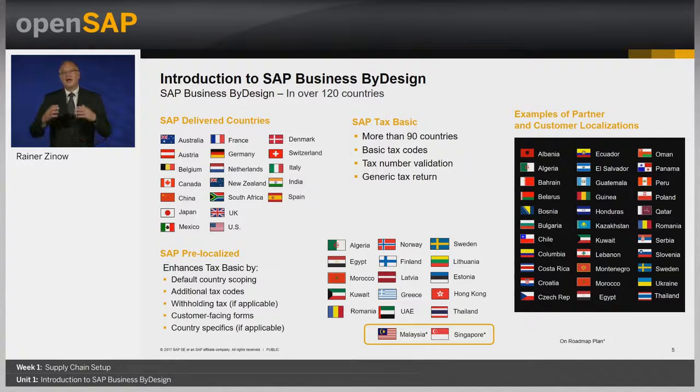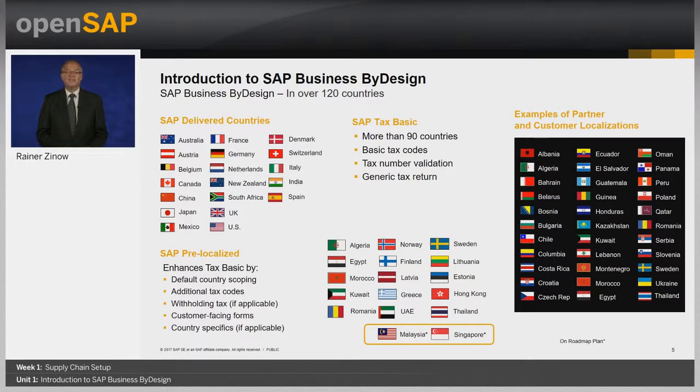Pre-configured means, yes, you still need to do some adaptations to these country versions, which you see here at the bottom, like Algeria, Egypt, or Morocco, but it's easy, it's straightforward to activate these versions and go live also in these countries.